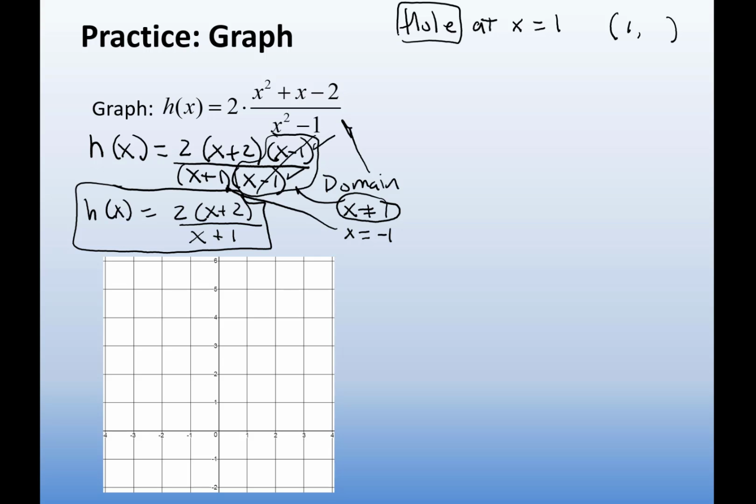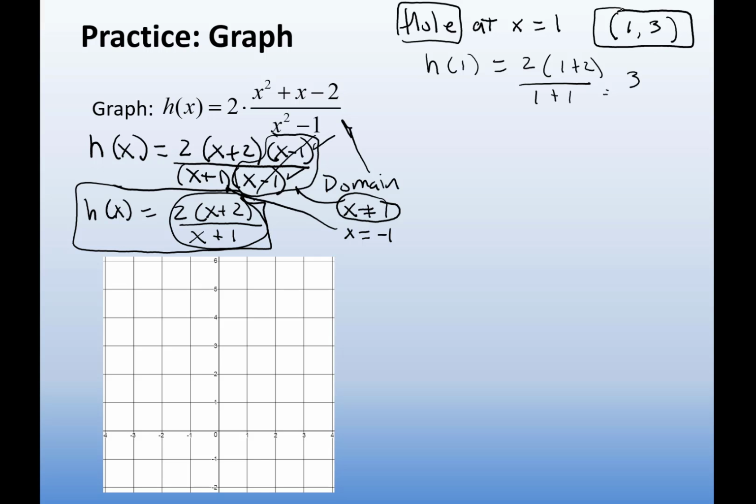Now how do we find the hole? We're going to have to plug in h of 1, but not in the original function. Plug it into the simplified function. So I'm going to plug it in: 2 times 1 plus 2 over 1 plus 1, and that gives me 3. So there is a hole here. That is going to be a hole in the graph. So at (1, 3), this graph is going to have a hole right there. So I've got a clue actually about the graph.